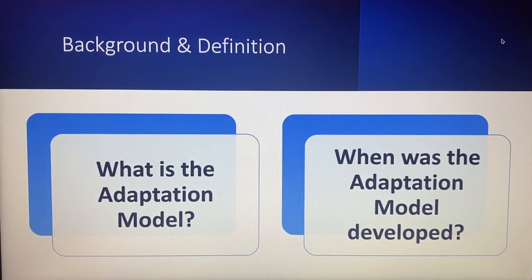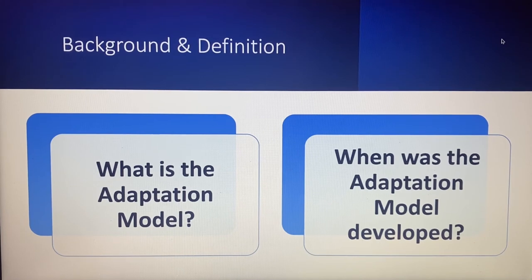What is the adaptation model, and when was it developed? The adaptation model is a model commonly used in nursing that uses a holistic approach in caring for the patient. For example, instead of jumping right to medication for treatment, it looks at the patient's environment, seeing what can be added or subtracted to bring a healthy way of life to help heal the patient.